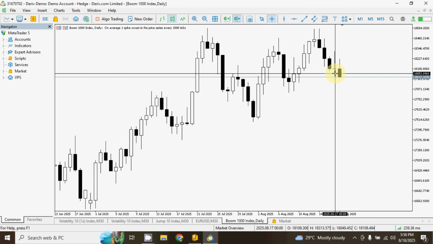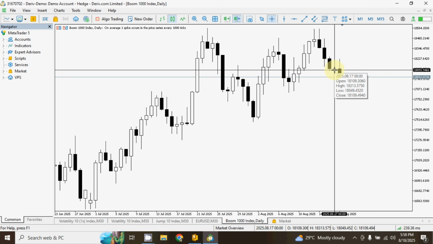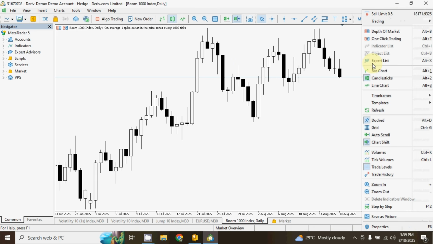For example, you can see that this is the current day, right? For the previous day, the candle was not bullish, so we are not going to trade for this new day. So now let's check if at some point we got a bullish candle. Let's change the time frame back to the 30-minute time frame.